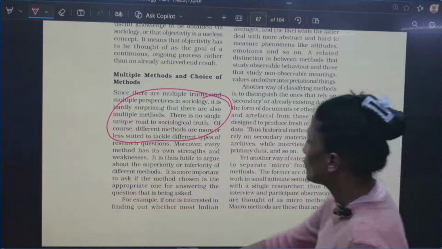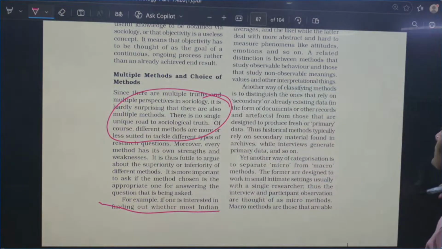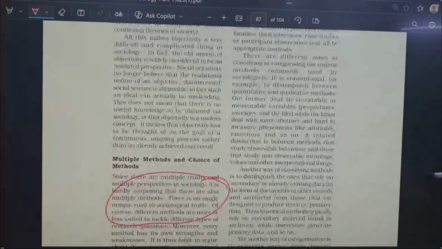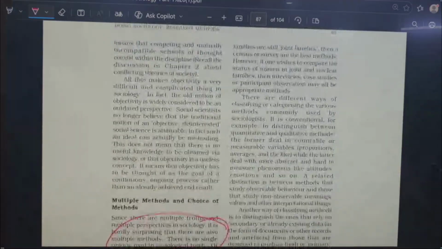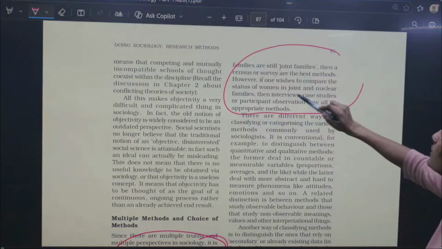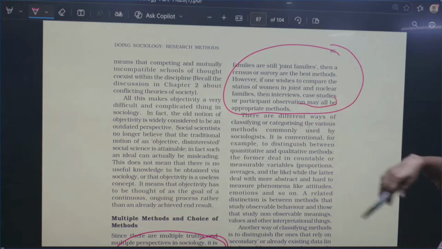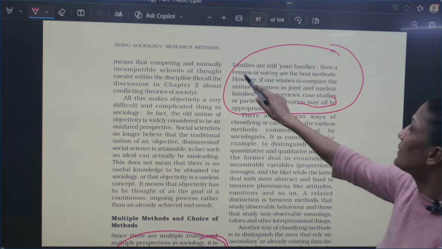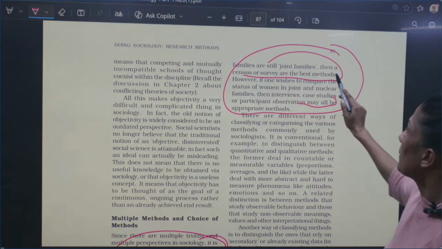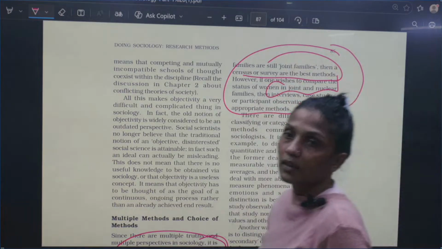For example, if you are interested in finding out whether most Indians are having joint families or nuclear families, then interviews, case studies, or personal observation may all be appropriate methods. Then, as you can see, a census or survey are the best methods.